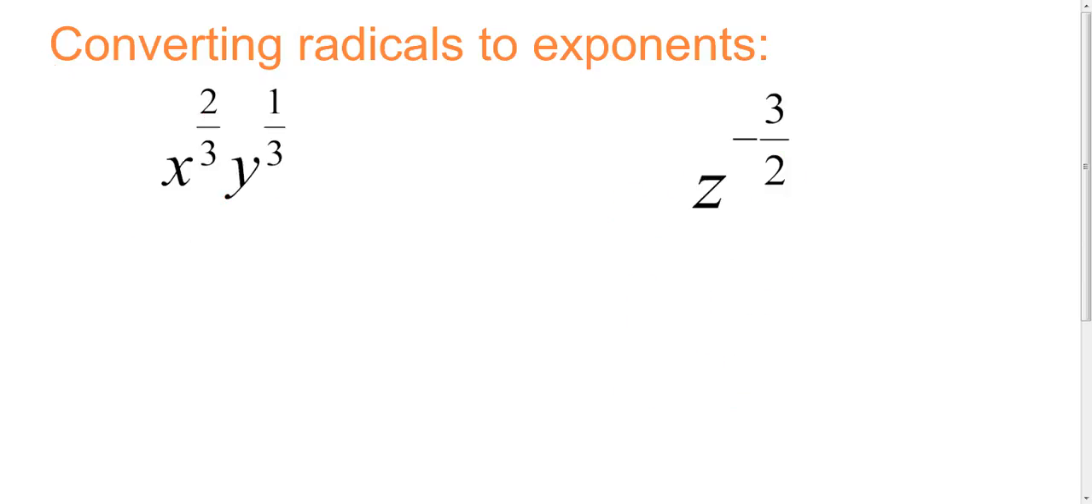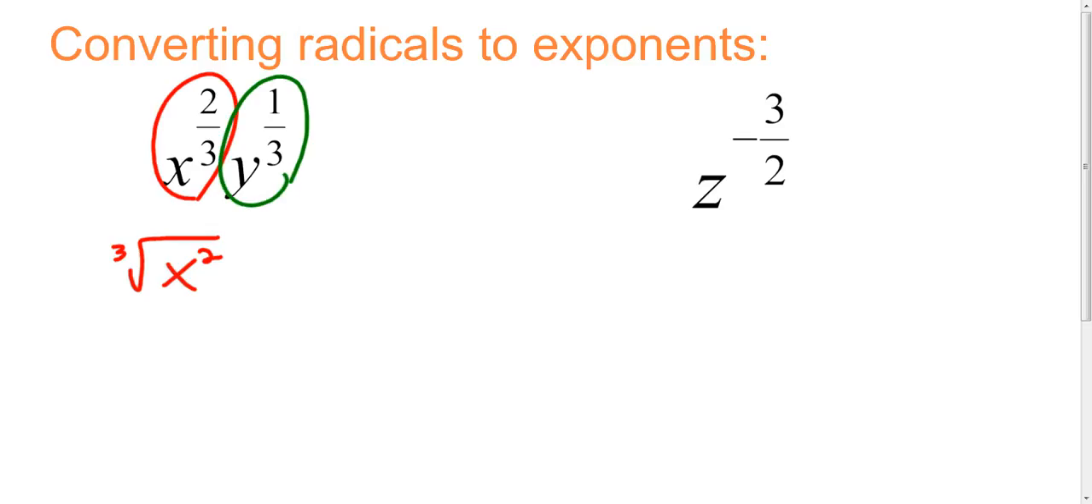All right. A couple more here. You're just going to convert these to the other form so that you can get this. This is really here. If I do just this part of it, this is the cube root of x squared. And this is the cube root of y to the 1. Okay, I can put those into one cube root and make this be the cube root of x squared y.